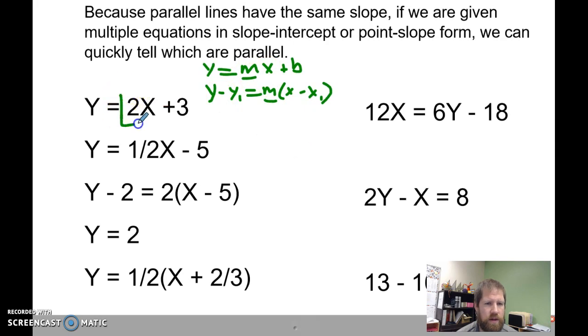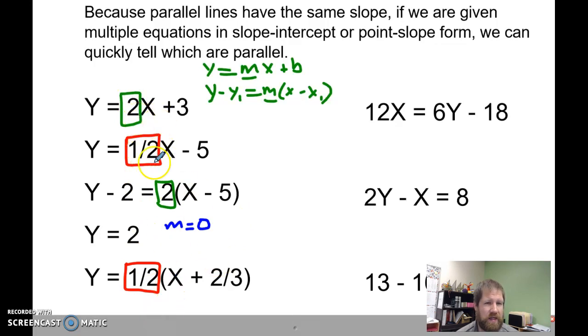So I can quickly see that this has a slope of 2, this has a slope of 1/2. That means they are not parallel. It also means they're not perpendicular because both of these are positive. This next line has a slope of 2. This has no slope, or a slope of 0. Let's write that. And then down here we have another line with a slope of 1/2. So we know which lines could be parallel.